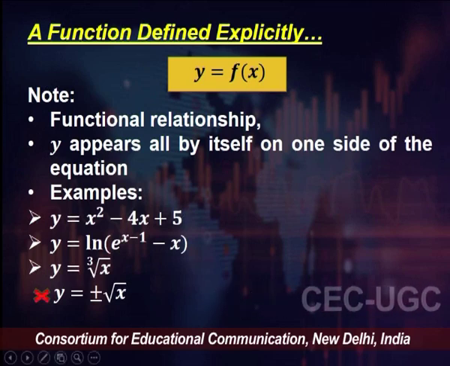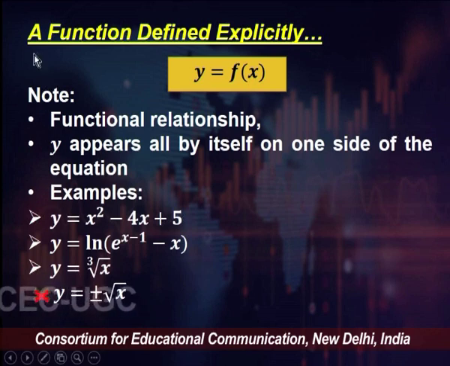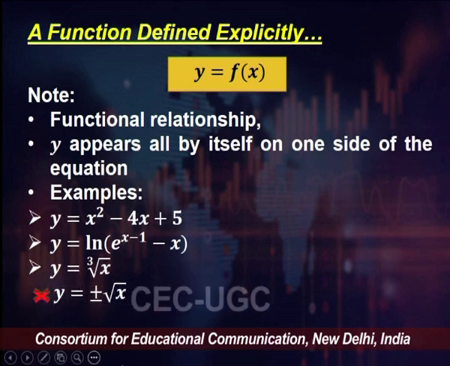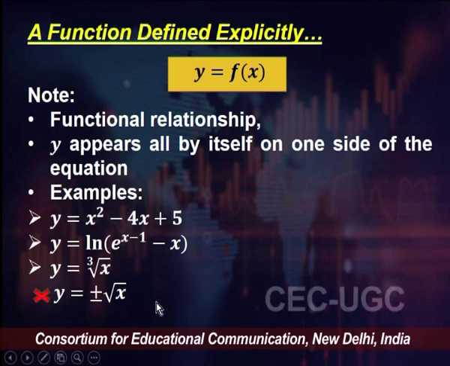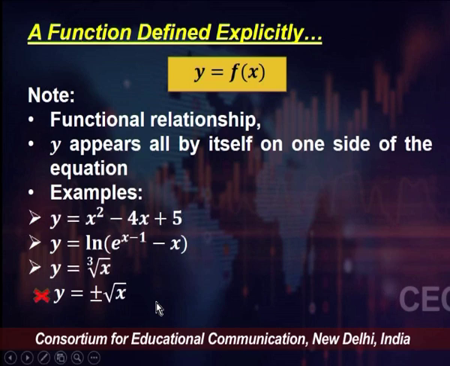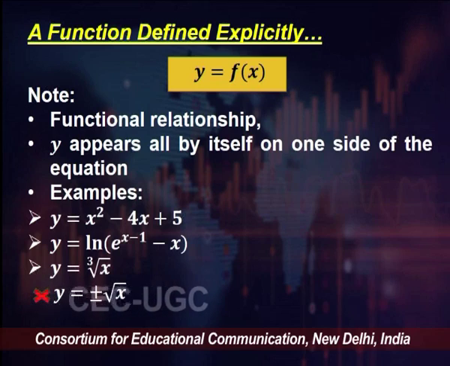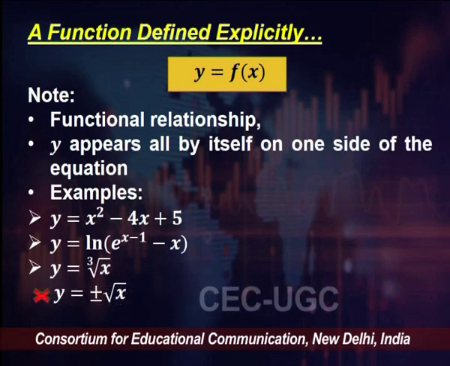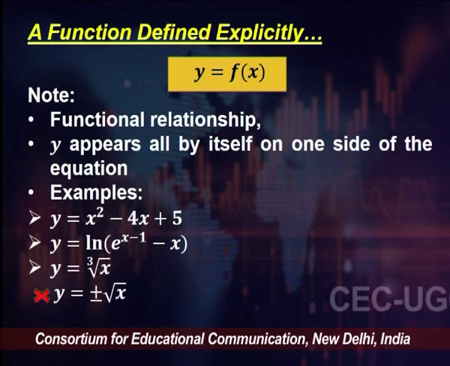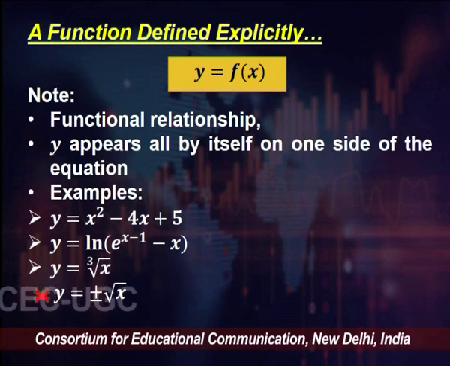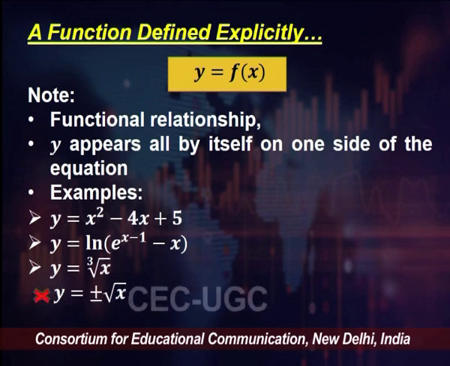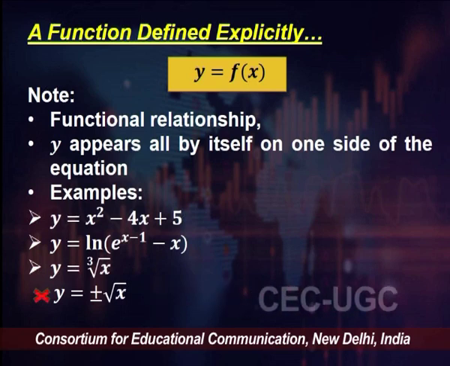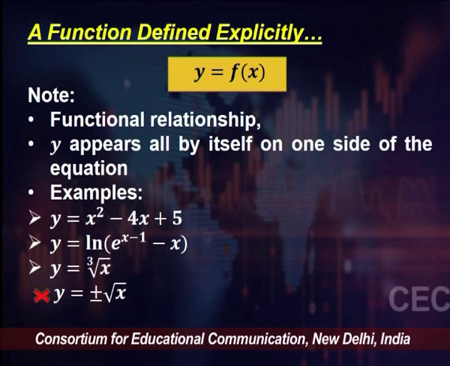And you can see some examples that I've put here on this slide. So, for example, let's say y is equal to x squared minus 4x plus 5, y equal to natural log of e to the power x minus 1 minus x, or even y equal to the cube root of x. There can be infinitely many examples that we can put here. But the point here is that all of these equations define a function in explicit form where y appears all by itself on one side.